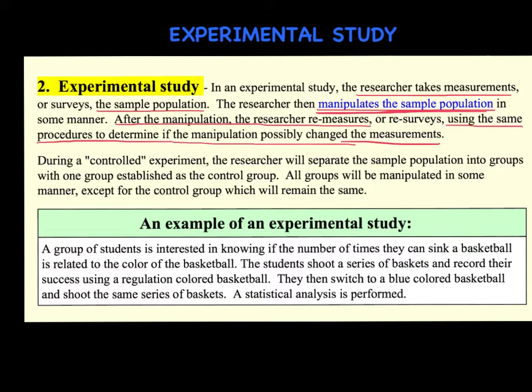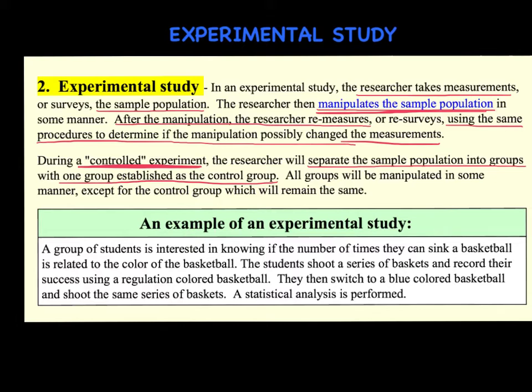And we mentioned this earlier, a lot of times they'll call this a controlled experiment. That's the lingo that New York State's going to use on the Regents exam. During a controlled experiment, the researcher will separate the sample population into groups. One group is established as the control group. All groups will be manipulated in some manner except for the control group, which will remain the same. So here's a good example.